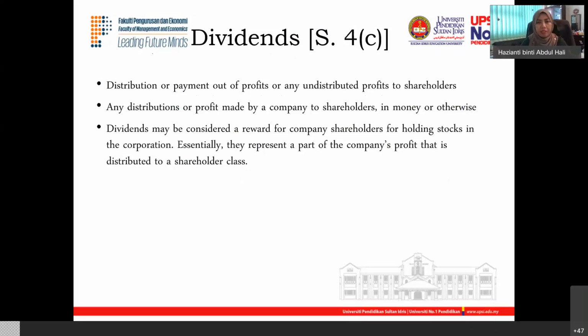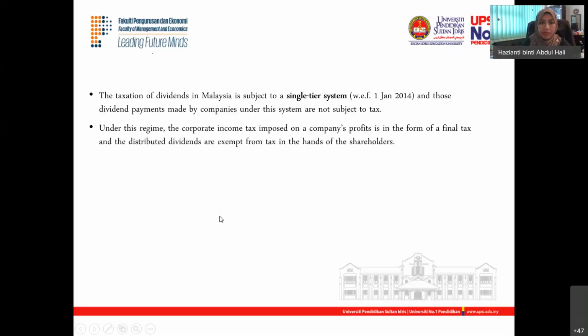The taxation of dividends in Malaysia is subject to the single tier system. Previously, prior to 2014, the dividend that you get from a company was taxable. When we got the dividend, we could be taxed by the government. But starting 2014, they call it the single tier system. So the dividend payments made by companies under this system are not subject to tax. For example, I invest some money in Petronas, and Petronas pays me dividend. That dividend, in my case, will not be taxed. That will be exempted. Why? In Petronas's income statement, the profit that Petronas gets is actually net of tax.